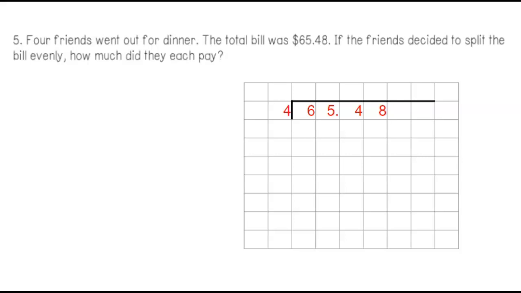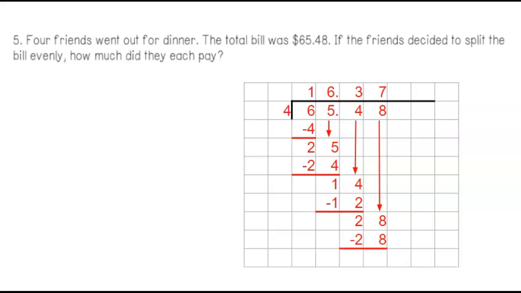And then we divide. 4 goes into 6 one time. 1 times 4 is 4. Subtract that is 2. Drop your 5. 4 goes into 25 6 times. 6 times 4 is 24. Subtract, we get 1. Drop your 4. 4 goes into 14 3 times. 3 times 4 is 12. Subtract, we get 2. Drop your 8. 4 goes into 28 7 times. 7 times 4 is 28. Subtract that, we get 0, and we're done. So each of the 4 friends would pay $16.37.